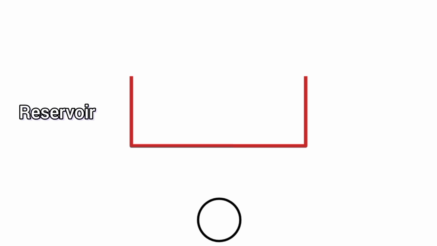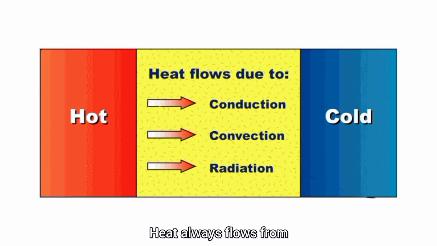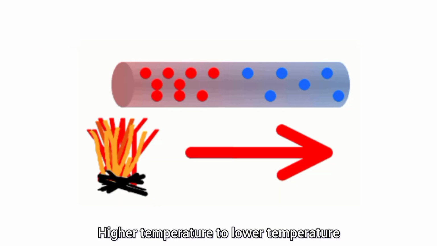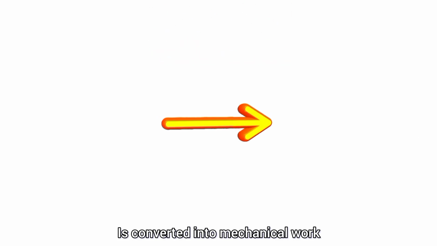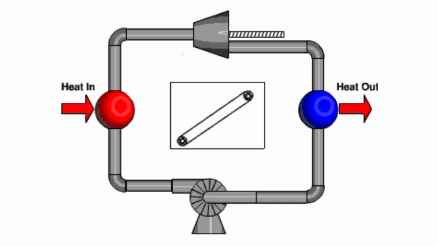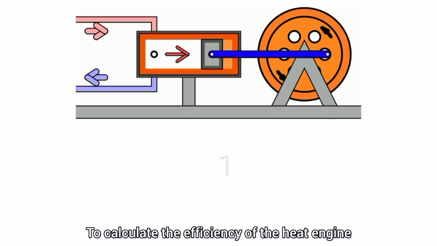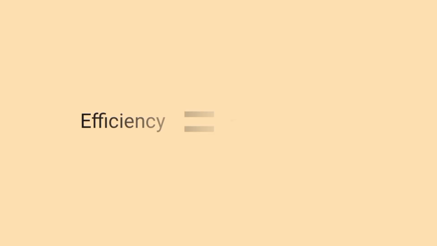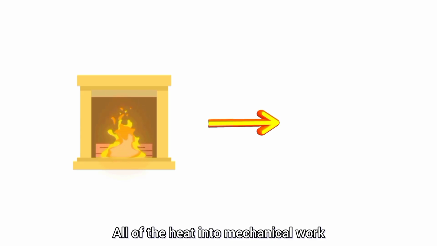A simple heat engine consists of two main parts, a reservoir, that is a hotter body, and a sink, that is a colder body. As we know, heat always flows from higher temperature to lower temperature. So when heat flows from reservoir to sink, a small part of this heat is converted into mechanical work by some means such as cylinder piston assembly or turbines. Nicolas Sadi Carnot, a French engineer, gave an interesting formula to calculate the efficiency of this heat engine. Efficiency is defined as work output over the heat supplied. An ideal heat engine will have 100% efficiency. It means it will convert all of the heat into mechanical work.